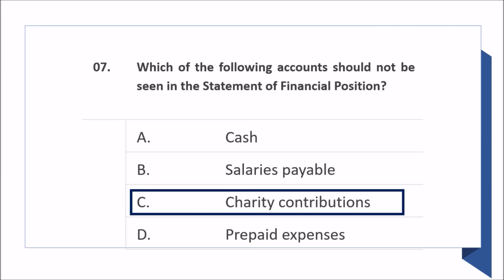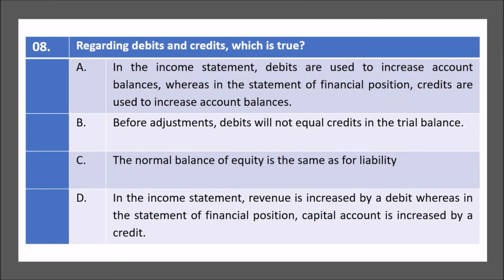We go further, question number 8. Regarding debits and credits, which is true? A. In the income statement, debits are used to increase account balances, whereas in the statement of financial position, credits are used to increase account balances. B. Before adjustments, debits will not equal credits in the trial balance. C. The normal balance of equity is the same for liability. D. In the income statement, revenue is increased by a debit, whereas in the statement of financial position, capital account is increased by a credit.